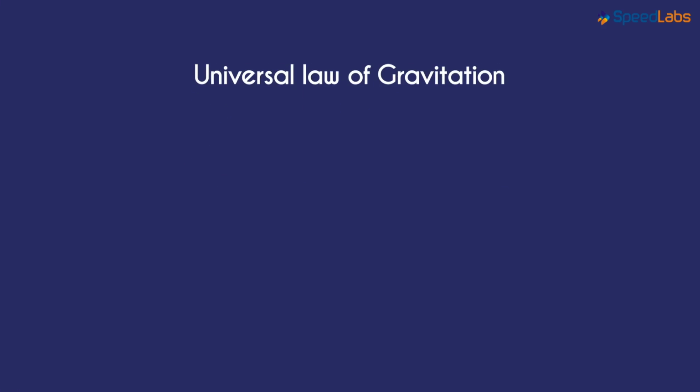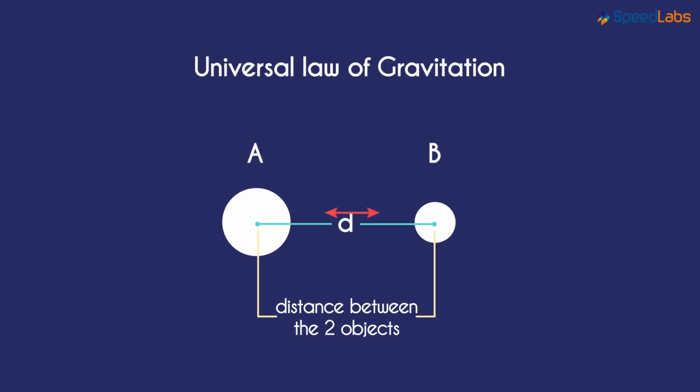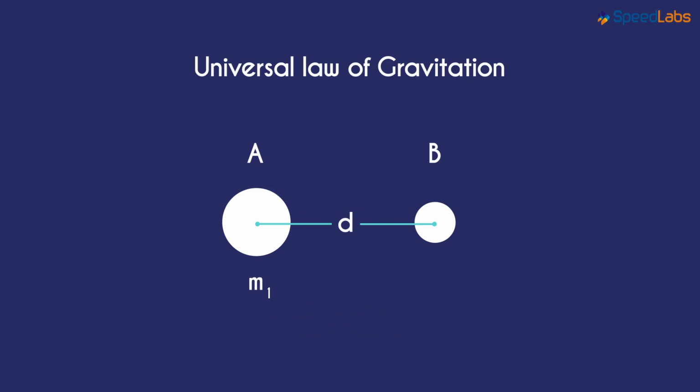Say there are two objects A and B separated by a distance d. The distance between the centers is considered the distance between the two objects and not this distance. Assume that the mass of object A is m1 and that of object B is m2. As object A is bigger, let's assume m1 to be bigger than m2.